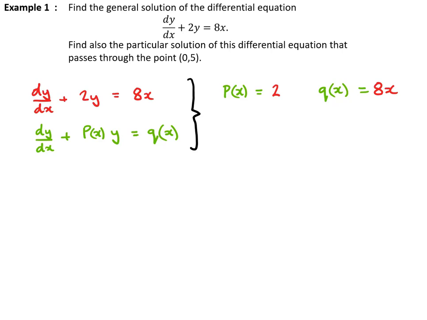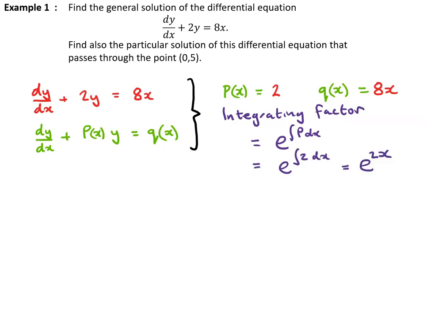The integrating factor in this case is e to the integral of p of x dx. So that is e to the integral of 2 dx. Now the integral of 2 with respect to x is just 2x. Don't need to worry about the constants at the moment, and perhaps your teacher might explain why later on. So the integrating factor for this differential equation is e to the 2x.